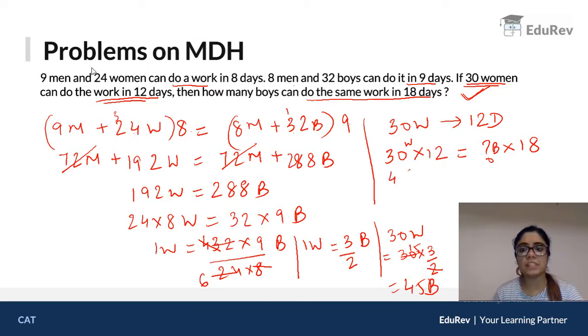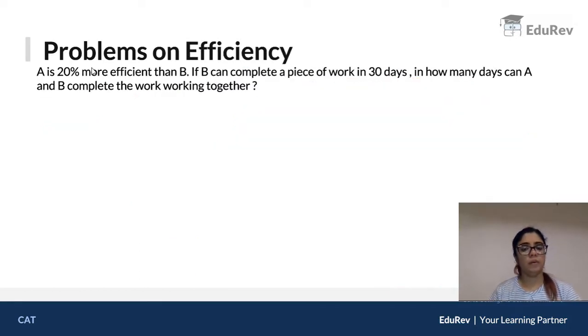So I will replace this with 45 into 12 is equal to what into 18. So your answer will be 30. Okay, 30 boys are required to do the work. That is your answer. Now let's look at a problem on efficiency.